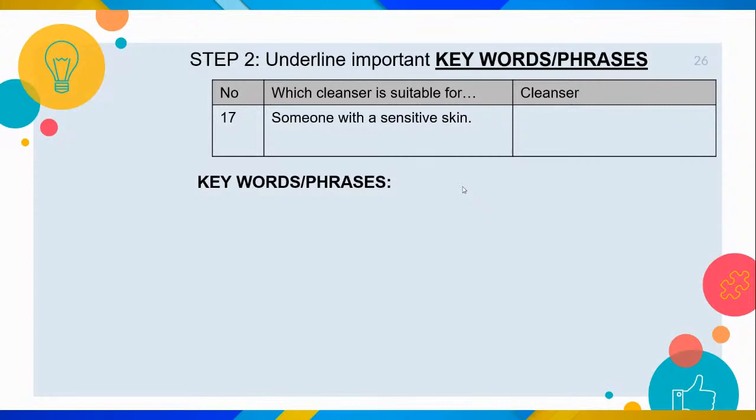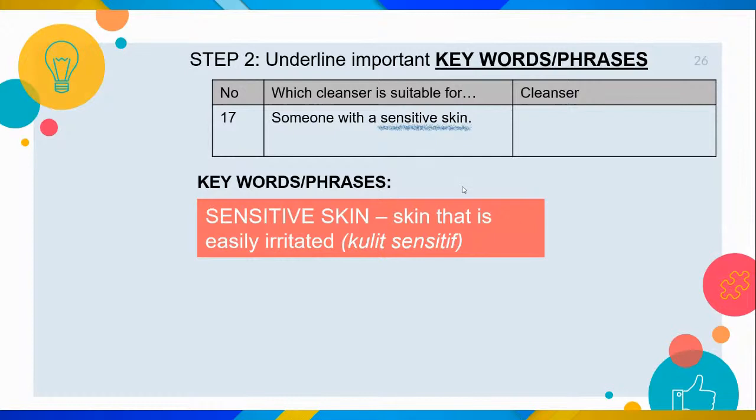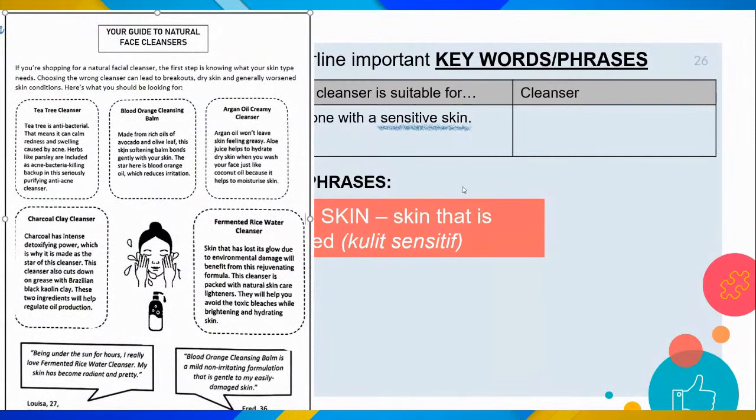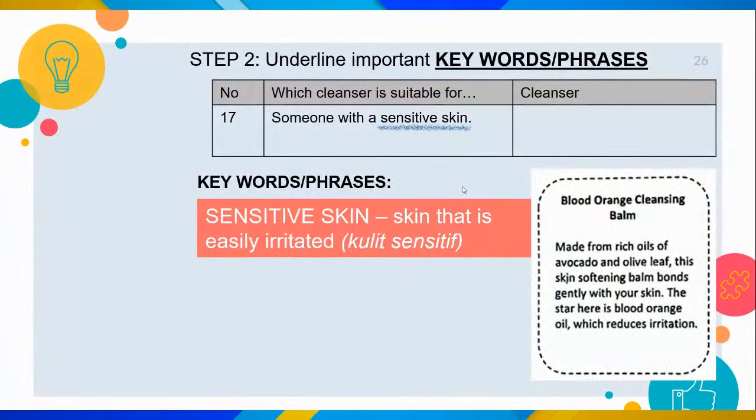Next question: underline important keywords or phrases. Someone with a sensitive skin. What does sensitive skin mean? Sensitive skin means skin that is easily irritated, kulit yang sensitif. Drum roll. Where can we find in the text that's talking about sensitive skin? There it is. It's talking about reduces irritation and gentle with your skin. So the answer would be blood orange cleansing balm.